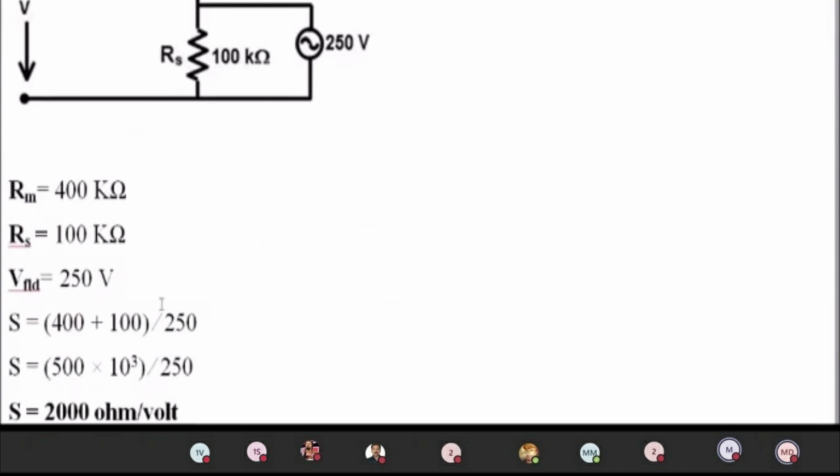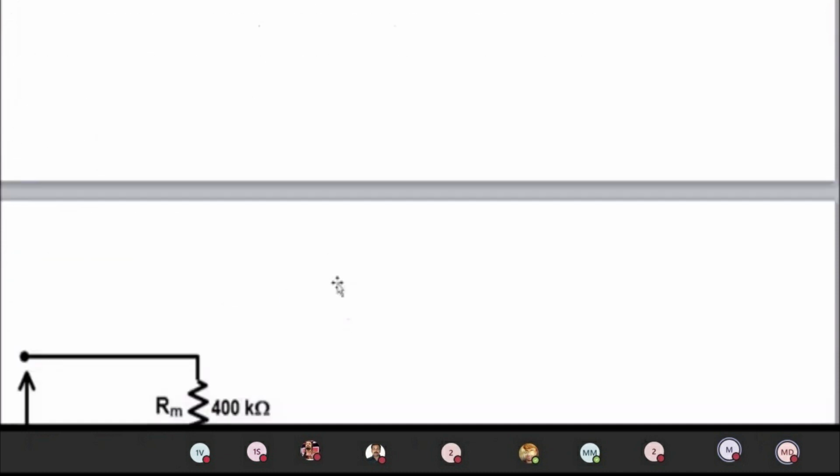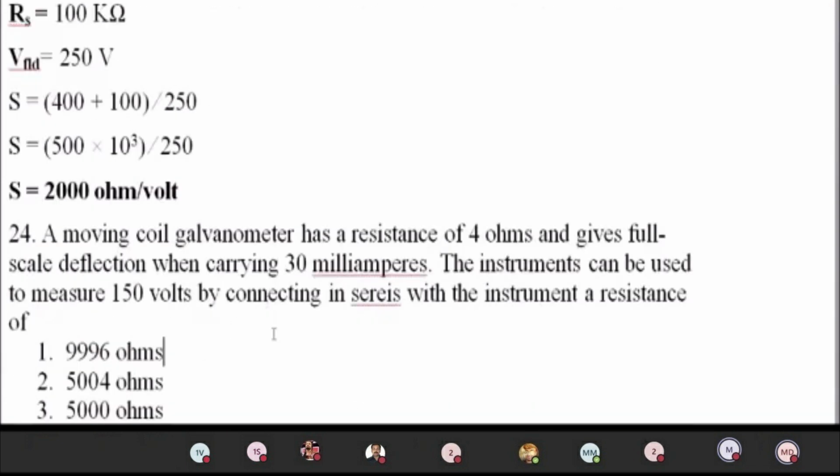Since in the exam we have very less time, you need not bother about the circuit and all. Once you know the formula, you can directly substitute and find it. So that is the easiest way to save the time.